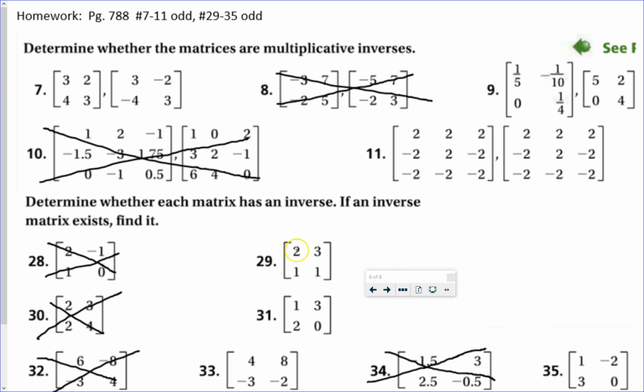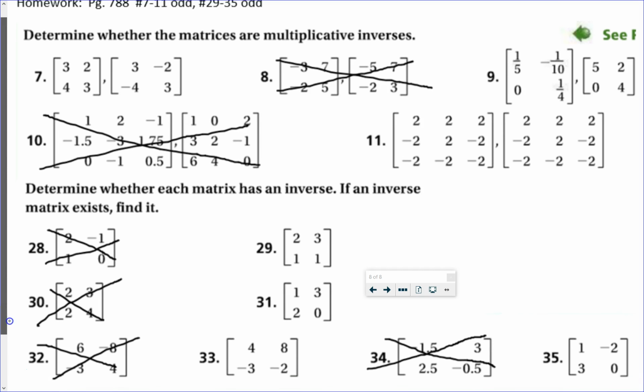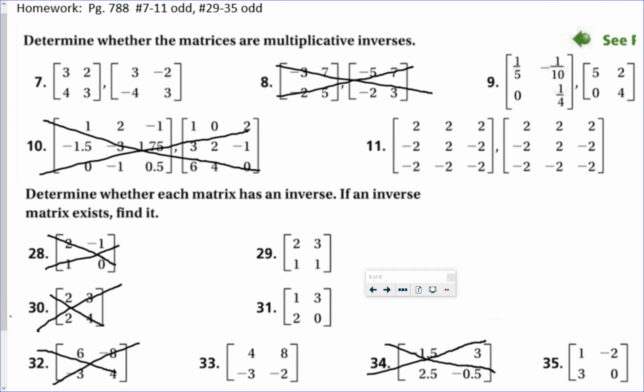Good. 29, 31, 33, and 35. I want to know, does it have an inverse? How do you figure out if it even has one? Your determinant cannot be 0. Good. And then I want to know what the inverse matrix actually is. Separate piece of paper, because you will be turning it in, and I don't want your notes.